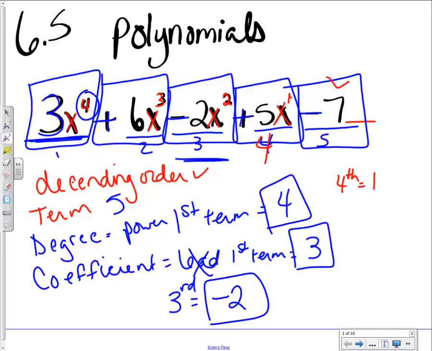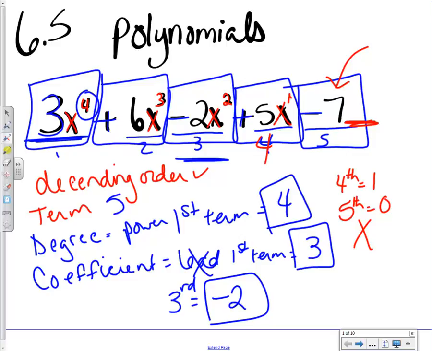Well, this is the fifth term. The degree is always on the variable or the letter. There is no variable, so the answer to this one is 0, because there is no letter, so there is no power, okay? So there's no answer to be given there, it's just 0.